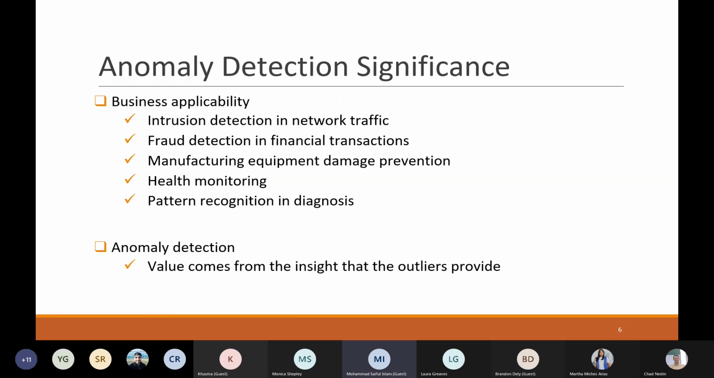Now, the significance of anomaly detection comes from the insight provided by the outliers. You can implement it in various application domains, like intrusion detection in network traffic, or fraud detection in financial transactions, for example, in credit card history, where you can check whether the transactions are becoming unusual or not. It could also be used for manufacturing equipment damage prevention, health monitoring, or any kind of pattern recognition for diagnosis.